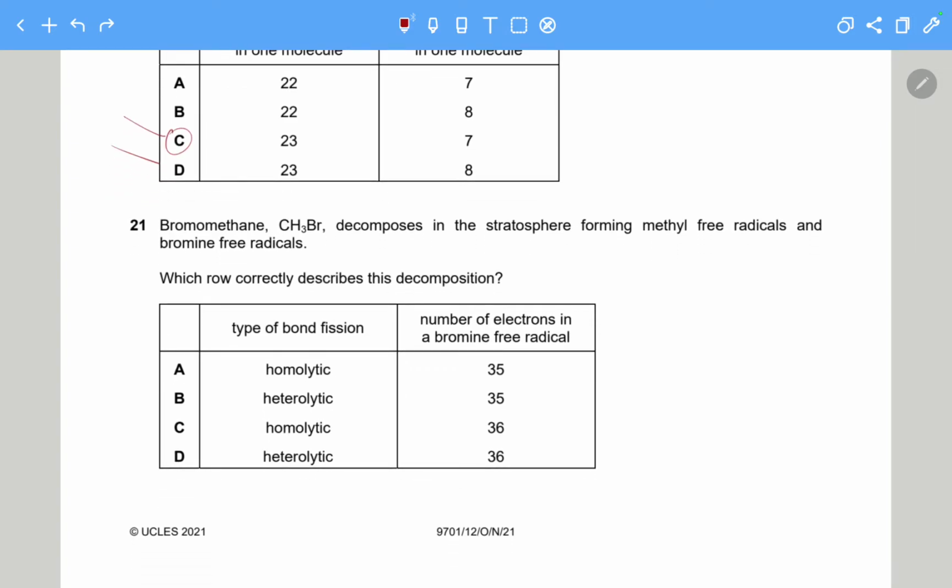Question 21. Bromomethane CH3Br decomposes in the stratosphere forming methyl free radicals and bromine free radicals. Which row correctly describes this decomposition? Type of bond fission, remember it's forming free radicals, so it has to be homolytic. If it's heterolytic, it forms ions. If it's homolytic, it forms free radicals, so it has to be either A or C. And the number of electrons in a bromine free radical will be the number of electrons in an atom of bromine, because an atom of bromine is essentially a free radical of bromine because it has one unpaired electron. So option A is the correct answer because it's 35.